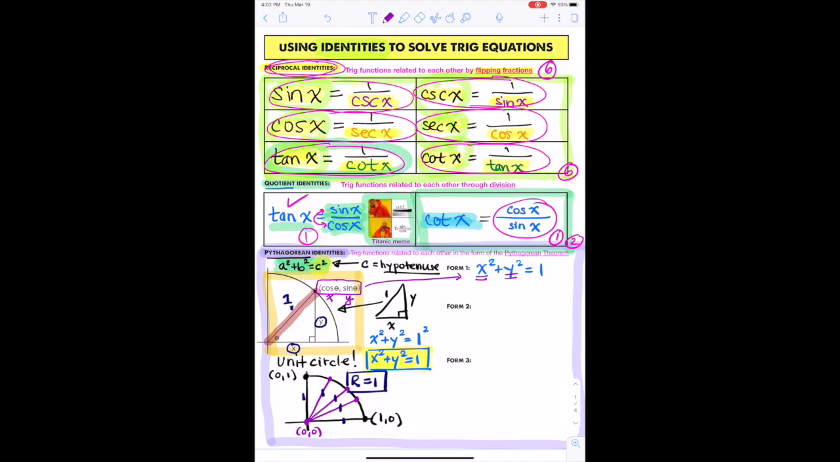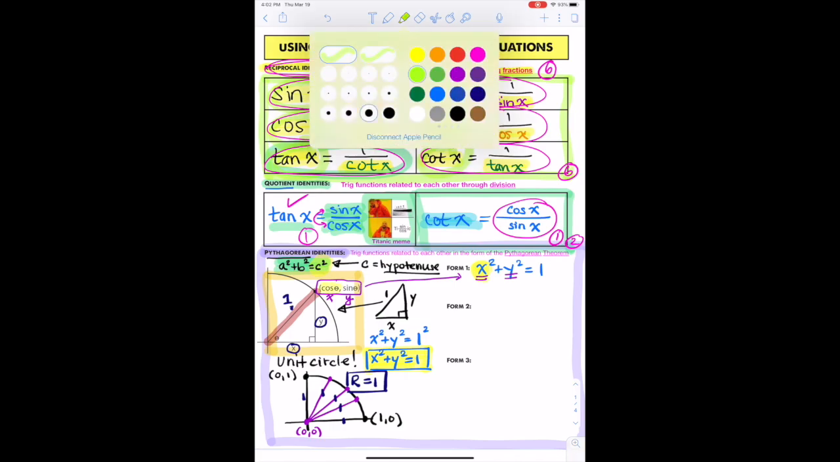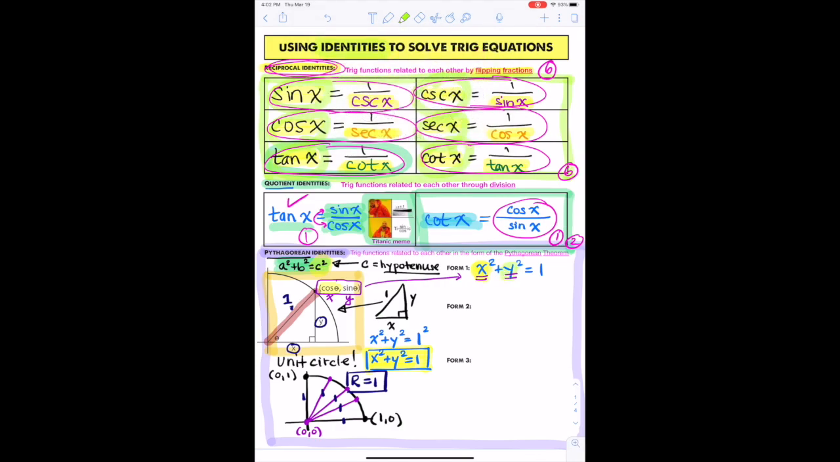So again, I refer back to the circle. If I think of the unit circle, what does x represent on the circle? Hopefully you're thinking, oh, x corresponds to cosine. And if I asked you what part of the unit circle corresponds to y, hopefully you're saying, oh, sine. So really, if we wanted to make this more trig-like, we could say cosine squared plus sine squared equals 1.